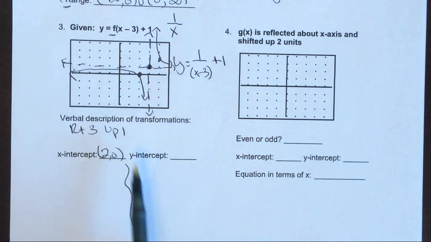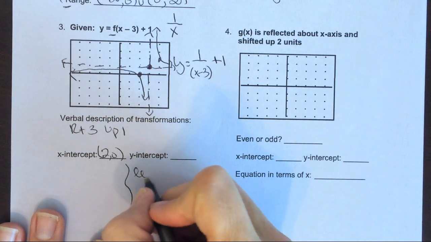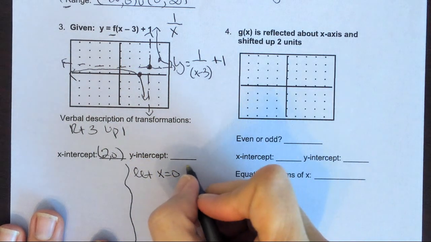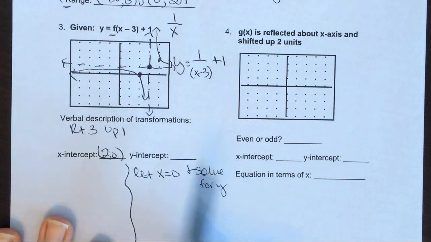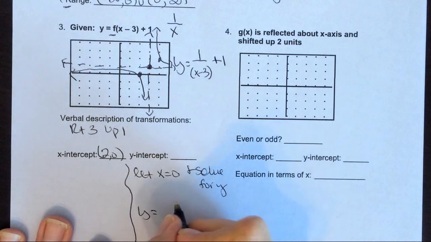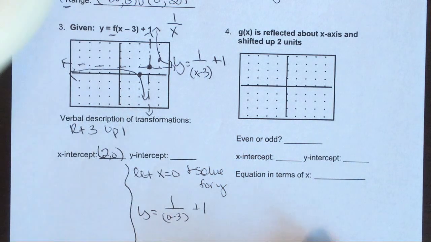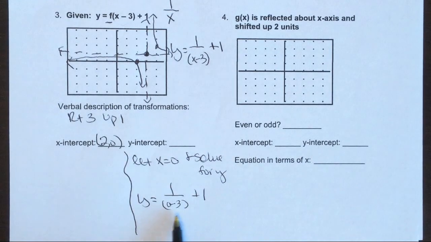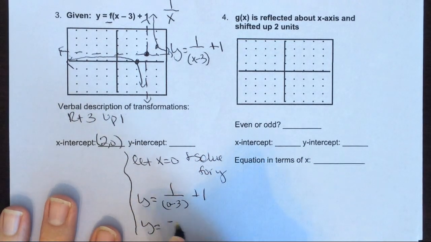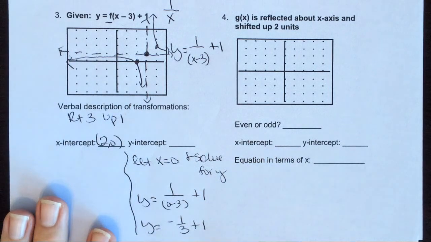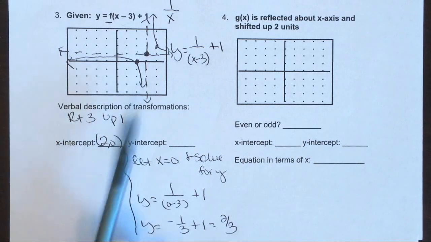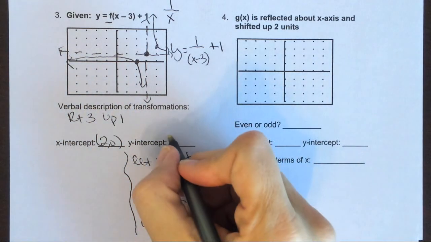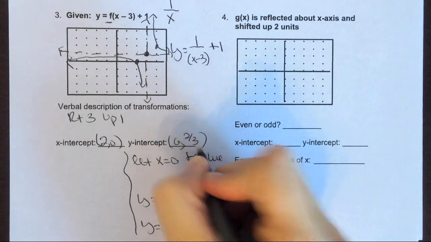And in Algebra 1, we learned to find the y-intercept, we let x equal 0 and solve for y. So that's exactly what I'm going to do. I'm going to let x equal 0, so y equals 1 over 0 minus 3 plus 1. And I'm going to solve. Okay, well, 1 over 0 minus 3 would be y equals negative 1/3 plus 1. Negative 1/3 plus 1 is equal to 2/3, which I knew it had to be below 1, so that makes sense. So my y-intercept is (0, 2/3).